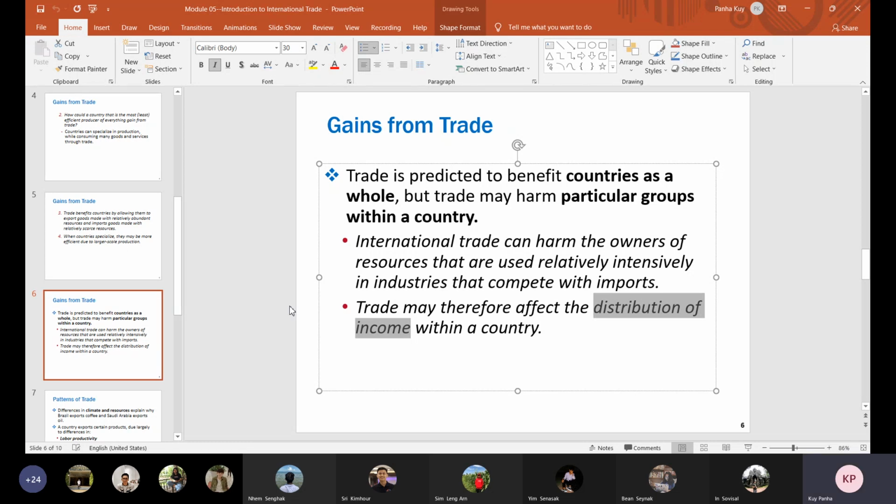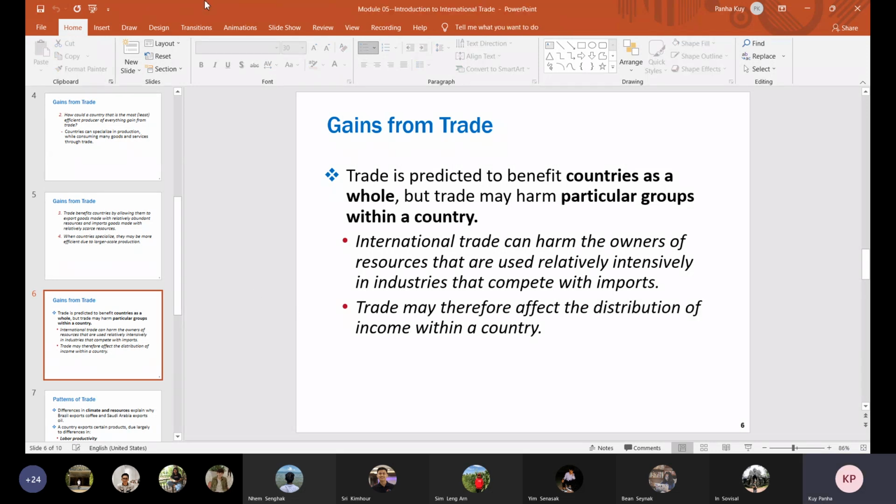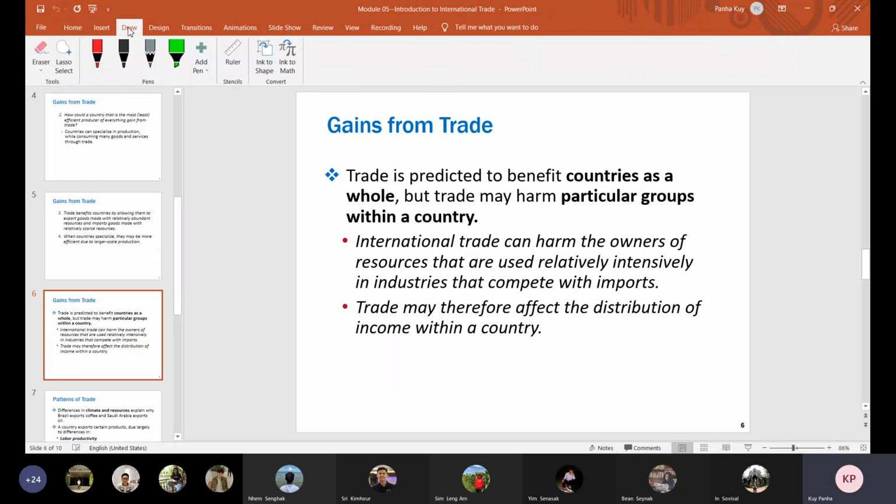Distribution of income means that a country, at the macroeconomic level, needs to distribute income across different groups of people in the country. For example, if you look at the production function, normally people believe in the Cobb-Douglas production function.